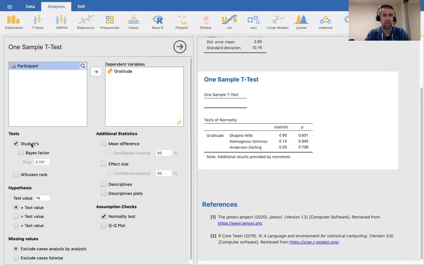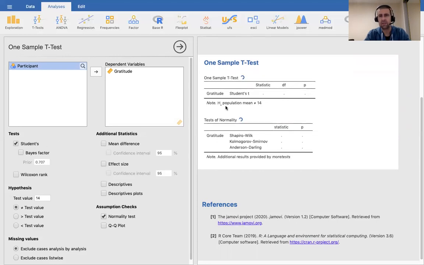So first we'll click on student's t-test. We'll see up here, I like this, it actually says that the alternative hypothesis is that the population mean post-intervention is not 14. It might also be better if it had the note that the null is that it is 14. Here is the t-statistic that we got by hand. Notice that it's called the student's t-statistic, which is 1.02.